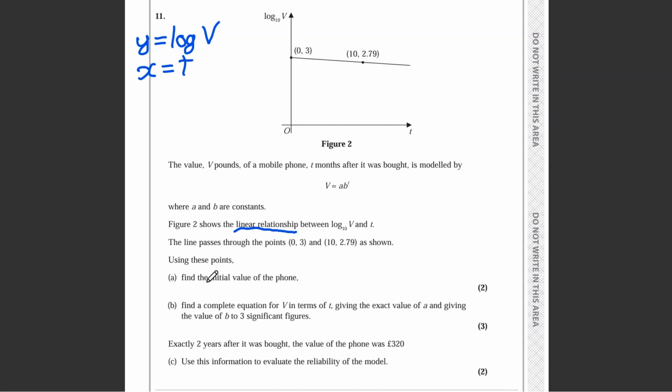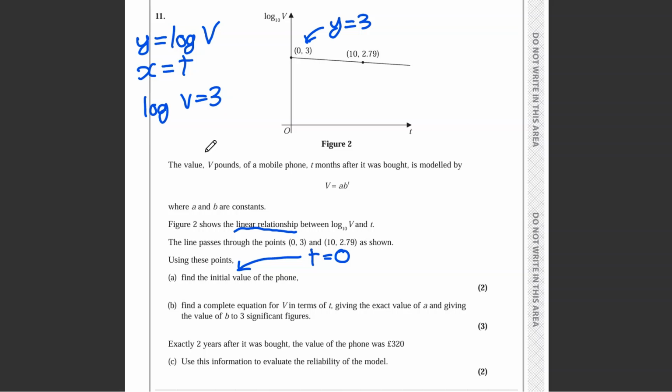Okay, so we need to find the initial value of the phone. The initial value of the phone is going to be where t is equal to 0. Whenever you see initial in terms of time, like t months, it's going to be where t is equal to 0. And we're given this point on the graph where t is equal to 0. It's this 0, 3 here. So here, y is equal to 3. We know y is equal to log v, so therefore log v is equal to 3.